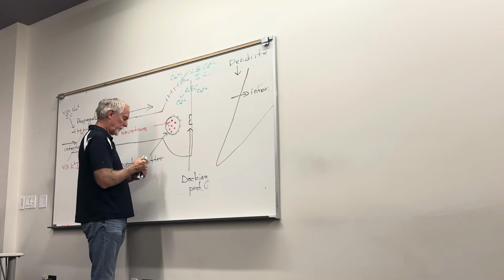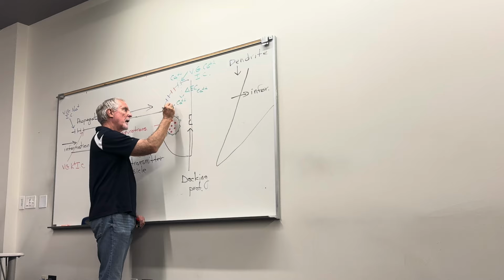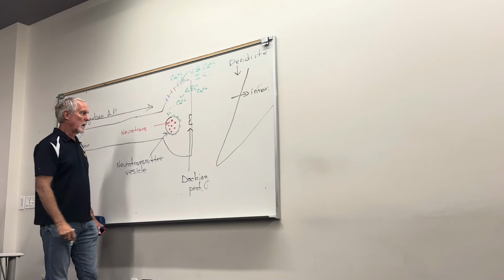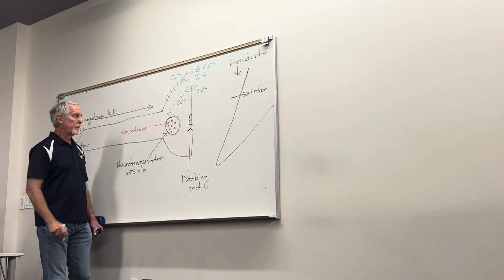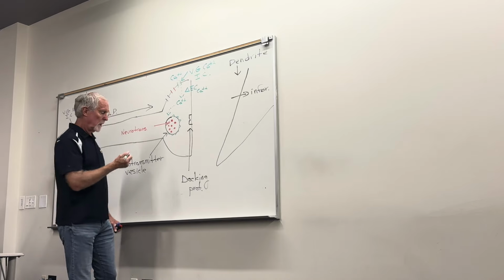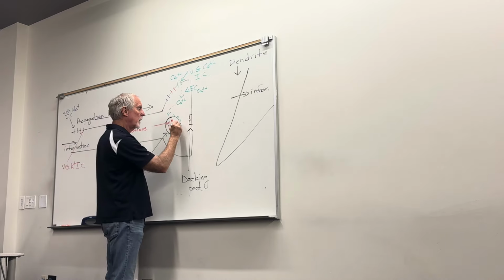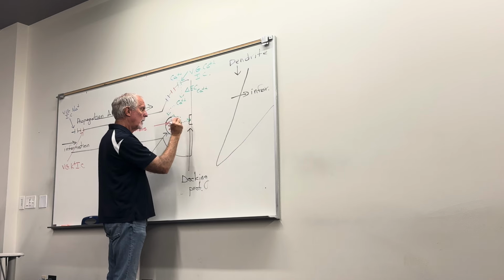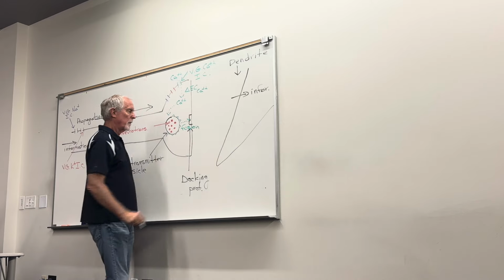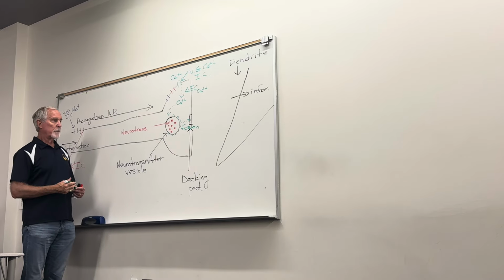But what happens is that when calcium comes in, it acts on some protein kinases. And that then causes this vesicle to fuse. Here I'm just going to write fusion. To fuse with the membrane of the axon terminal.